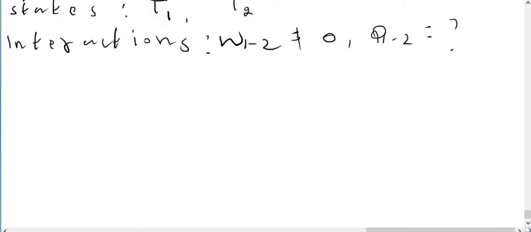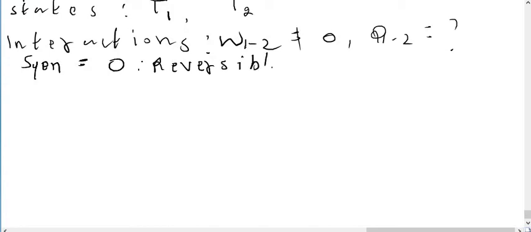So we know in a reversible process there will be no entropy generation, so entropy is not generated, therefore S gen is equal to 0. So now we try the second law of thermodynamics and see.